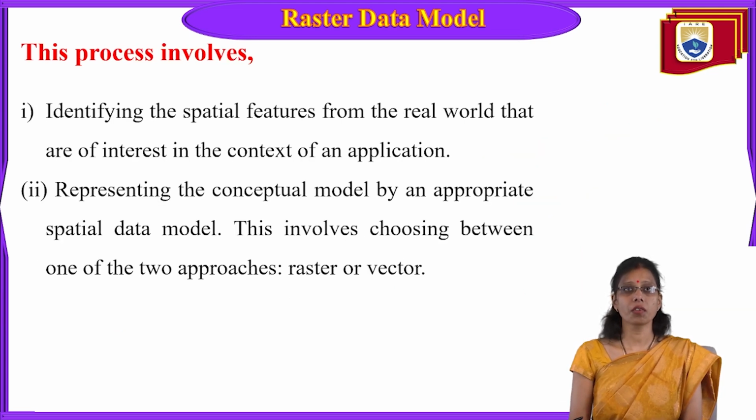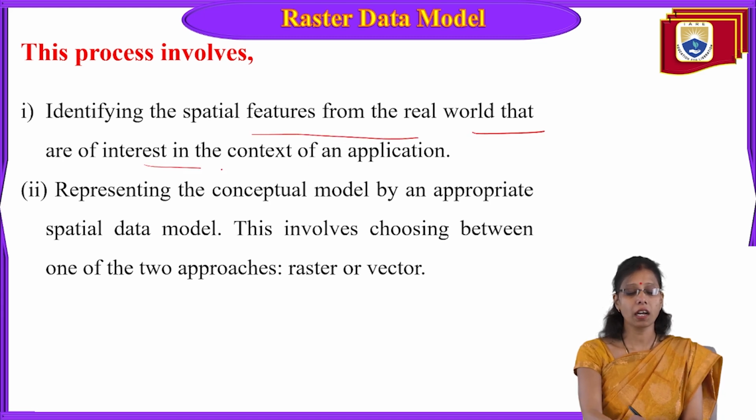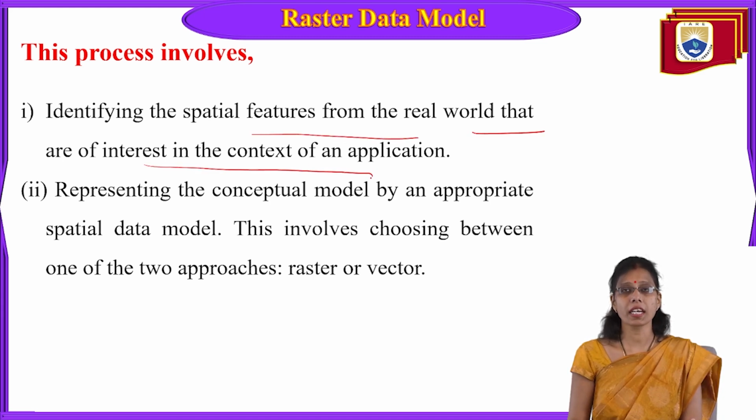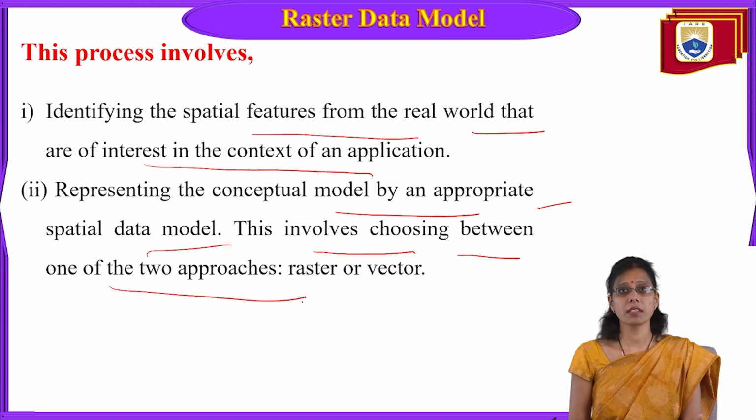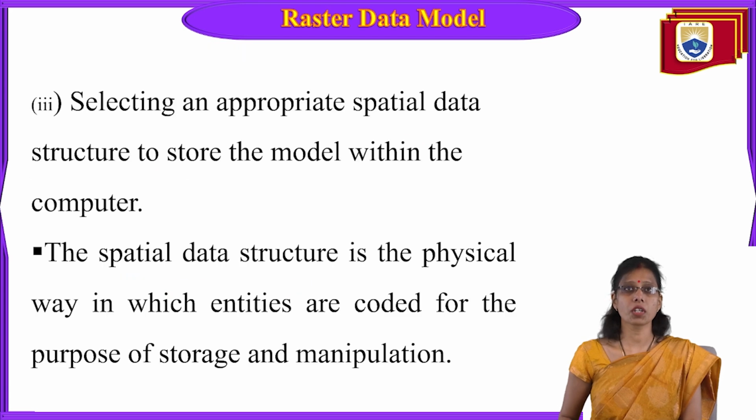This process involves identifying the spatial features from the real world that are of interest in the context of an application, and representing the conceptual model by an appropriate spatial model. This involves choosing between one of two approaches, that is called raster or vector. So these data models are represented in the form of raster or vector. Here we are going to discuss the raster one.